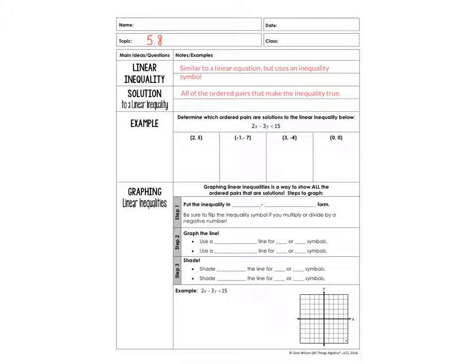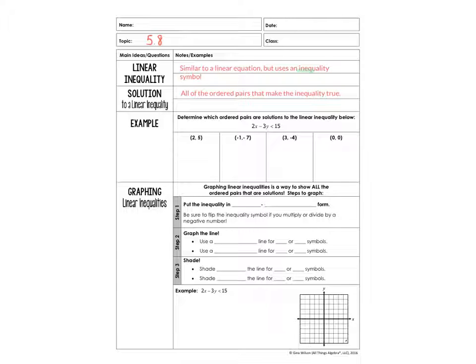In this unit, we're going to learn linear inequality. Linear inequality is very much like linear equations, so I want you to copy this down by pressing pause on the video. So linear inequality is similar to linear equation, but uses an inequality symbol.